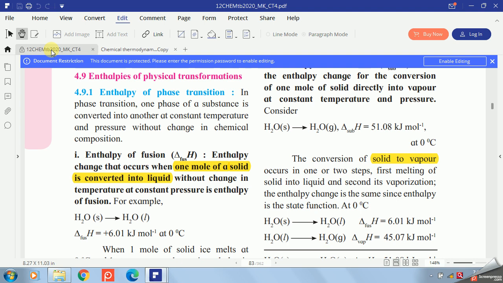transition, meaning when solid is converted into liquid, liquid is converted into gas, or the process is reversed, how much heat will be absorbed, how much heat will be evolved, or how much work will be done on or by that system. That can be calculated by using the enthalpy change, without changing the chemical composition and at constant temperature and pressure.